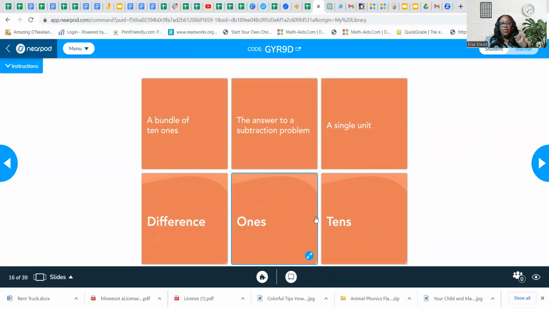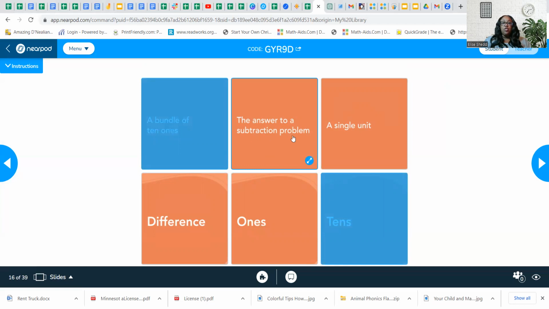So you're going to help Michelle do this. Let's start with the top definition. It says a bundle of 10 ones. Is that difference, ones, or tens? A bundle like a base 10 block, that's a 10. Yes, it's a 10. So we're going to do tens and tens. Okay. Let's go to the next one.